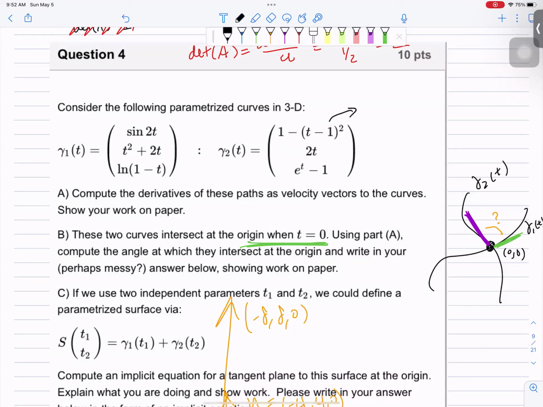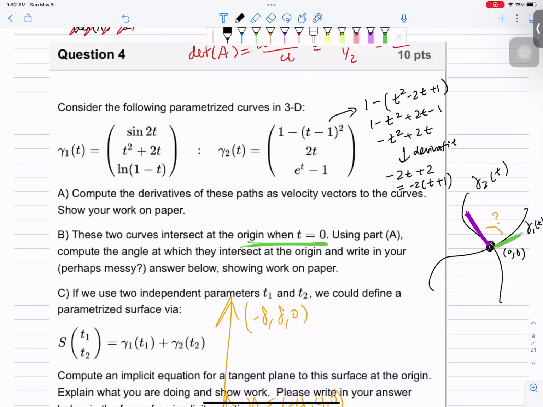If that's a little confusing, you can also FOIL this, I guess. t minus 1 squared is t squared minus 2t plus 1, and the minus sign distributes. So you have negative t squared plus 2t, right? And when you take the derivative, what do you get? You get negative 2t plus 2, which is the same as writing negative 2t plus 1, or minus 1. There.